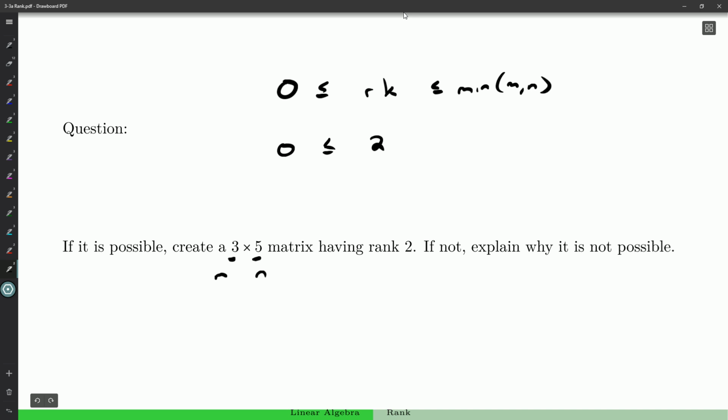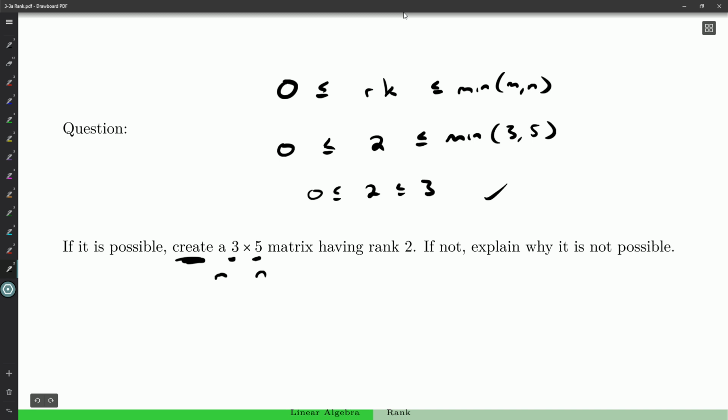So 2 is bigger than or equal to 0. Is it less than or equal to the minimum between 3 and 5? What's the smaller of those two numbers? Well, 3. Is 2 less than or equal to 3? Of course it is. So the theory tells us this should be possible, but creating the matrix is a whole other story.